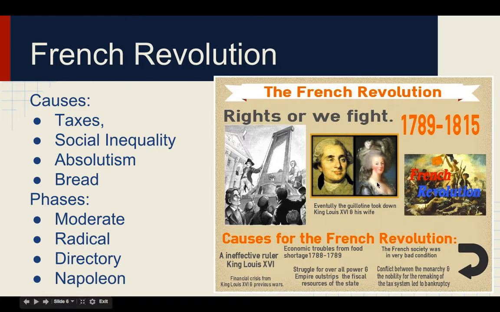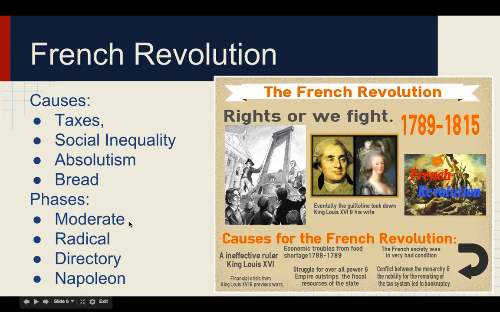Louis XVI and his wife, Marie Antoinette, both lose their head to this new humane device, the guillotine. He was very ineffective. Here's some causes: financial crisis, economic troubles from food shortages, struggle over power. The French society in the 3 estates was in very bad condition, conflict between the monarchy and the nobility, taxes, taxes, taxes. Of course, there are 4 phases.